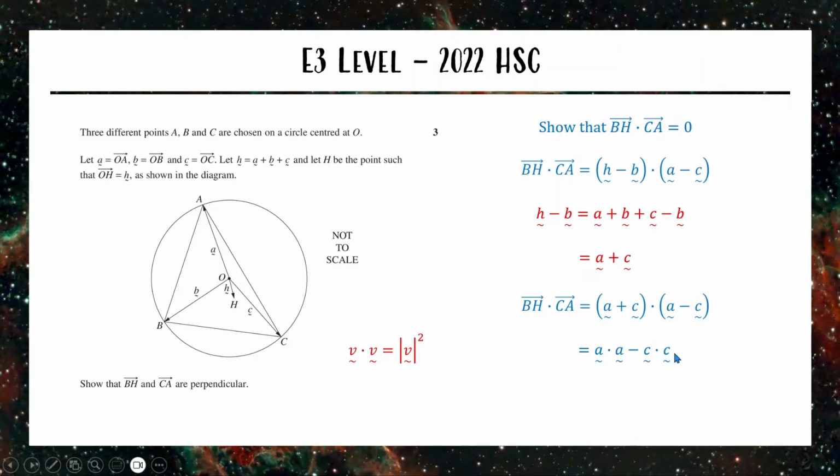That means we can write our blue expression here. A dot A is going to be equal to magnitude A squared, and C dot C is equal to magnitude C squared. So it looks like this.